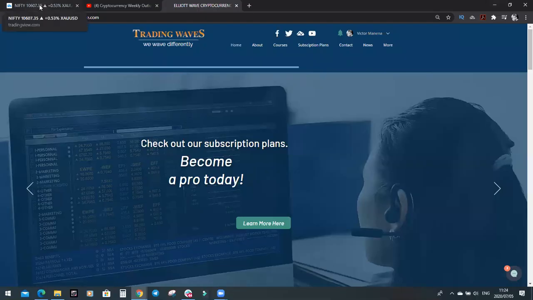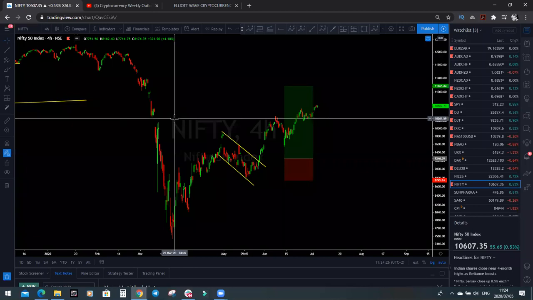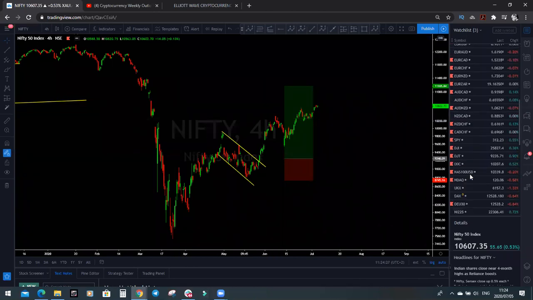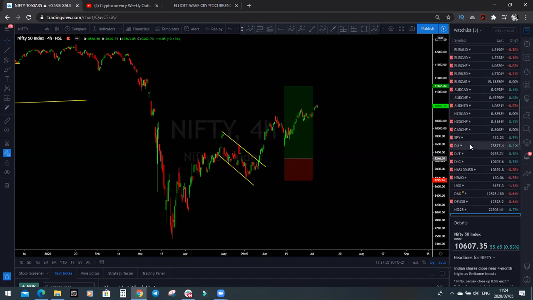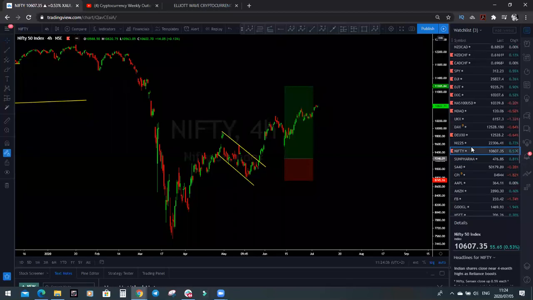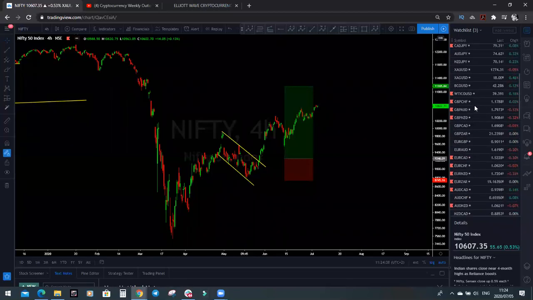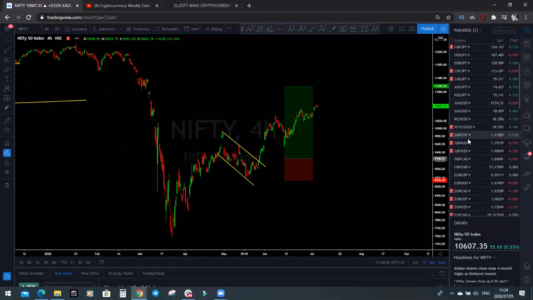You can also find those in the members area. Those that have got membership on the website can actually look at those setups before they play out. Let's have a look. We'll start with Bitcoin.